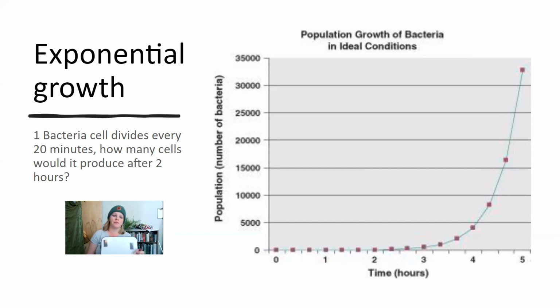So what we can do is say that there's a bacterium that is going to divide every 20 minutes. And what we want to know is how many cells are going to be produced after 2 hours. So the first thing we want to do is figure out how many times that cell is going to reproduce. That's 120 minutes in 2 hours, right? And if it's doubling every 20 minutes, then there are 6 doublings. So I'm going to write that down here on my whiteboard, 6 doublings.